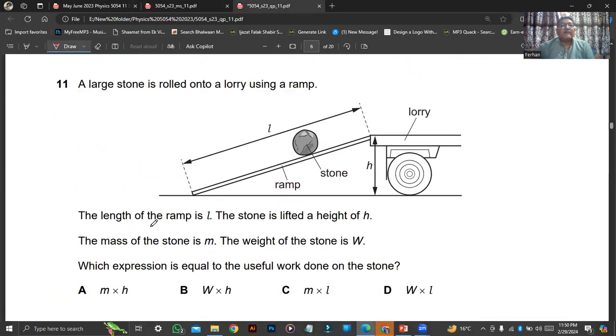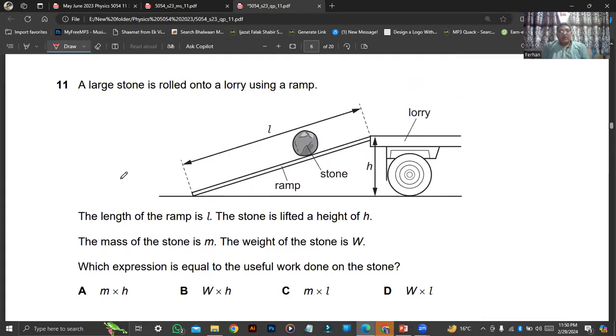Question number 11 is coming up on your screen. A large stone is rolled onto a lorry using a ramp. The length of the ramp is L. The stone is lifted a height of H. The mass of the stone is M. The weight of the stone is W. Which expression is equal to the useful work done on the stone?